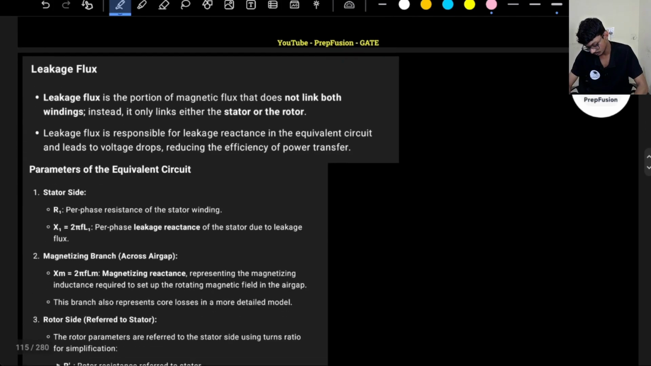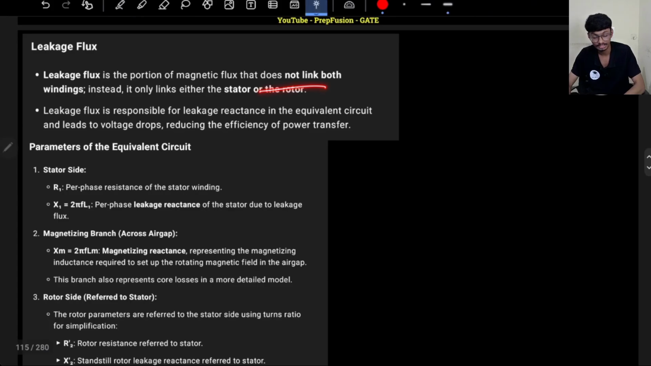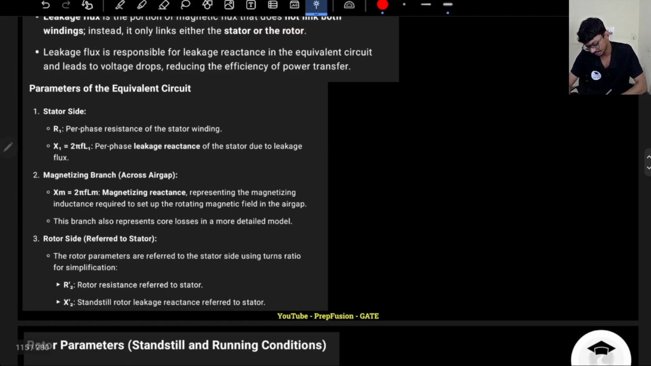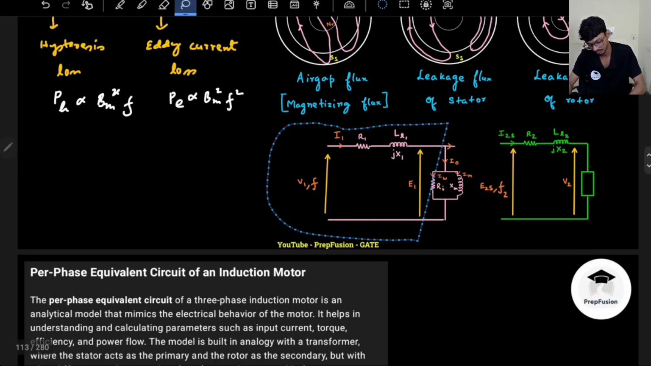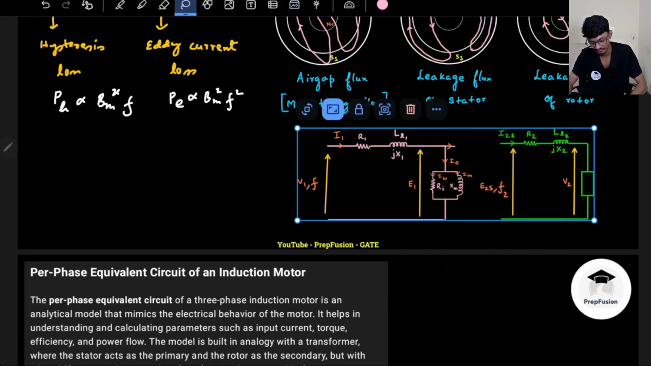Okay, leakage flux we have already discussed, that will not link both the stator and the rotor. It will link only either the stator or the rotor. So on the stator side I will have a resistance R1, which is per phase. Remember we are drawing the per phase because initially when we started to draw the equivalent circuit, it was only a single phase transformer. Now we have 3-phase winding, right? So whatever parameters I write, those all will be per phase quantities. Whatever R1, LL1, whatever these values are, these are all per phase quantities.